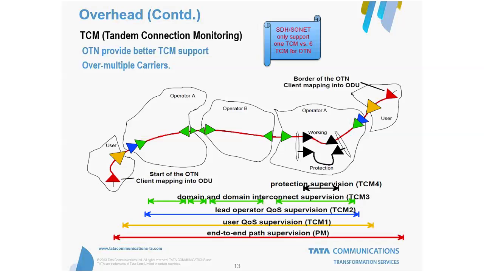So TCM provides end-to-end path supervision, and it also provides quality of service supervision, and the lead operator quality of service. When I say lead operator, I mean from operator A's point of view. Then domain to domain interconnect supervision, because we involve 2 different operators, 2 different domains, and you have protection supervision. Apart from this, it also provides the function which will enable the user to network communication diagnosis.